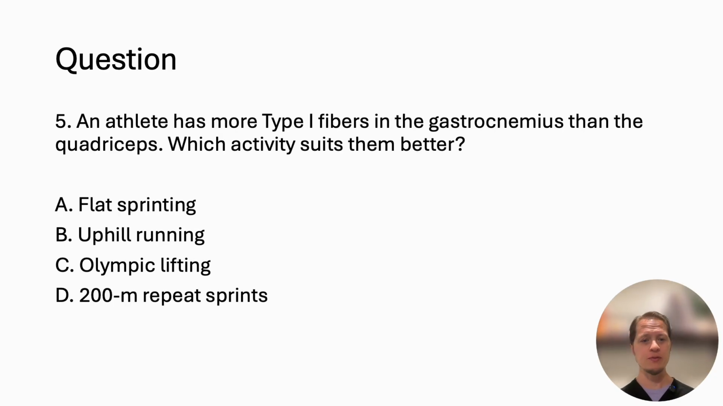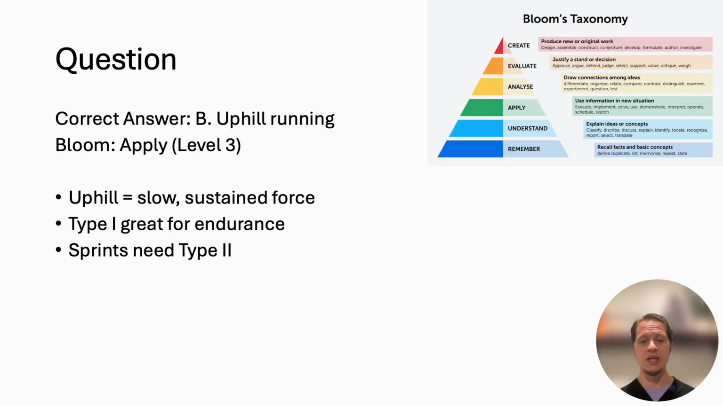Question 5, halfway through. An athlete has more type 1 fibers in their gastroc than in their quadriceps. Therefore, which activity suits them better? And again, this might be farther than what we've covered in lecture 1 and 2, but the options are flat sprinting, so flat ground sprinting, uphill running, Olympic lifting, or repeat sprints, like 200-meter sprint intervals. And the answer is going to be uphill running.